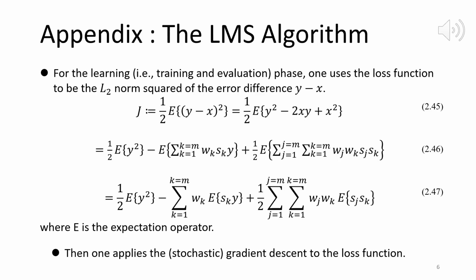Let us use the L2 norm squared of the error difference, that is y minus x, as the loss function for the learning phase. The L2 norm squared of y minus x is shown in equation 2.45. By taking the linearity of the expectation function, equation 2.45 can be rewritten as equation 2.46. Furthermore, also using the linearity of the expectation function, we can let the expectation pass through summations, and get the final result shown in equation 2.47. Now, we can apply the stochastic gradient descent to the loss function shown in equation 2.47.